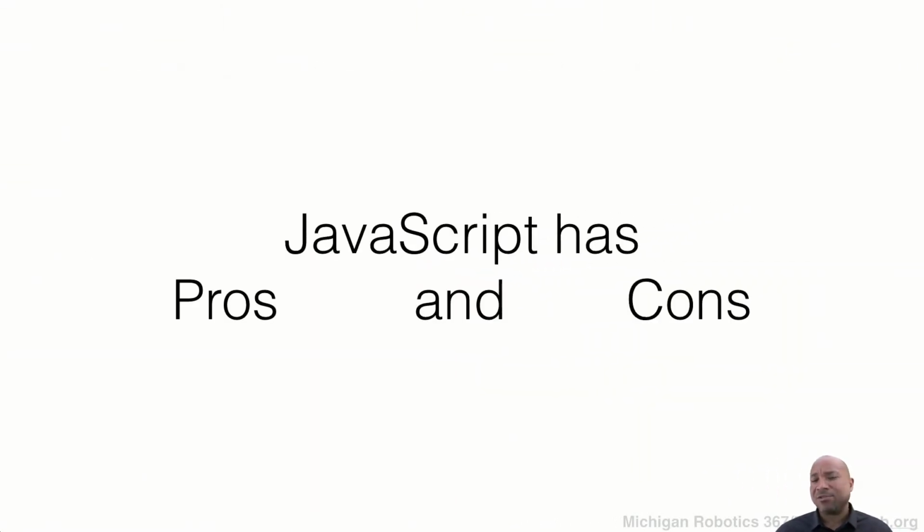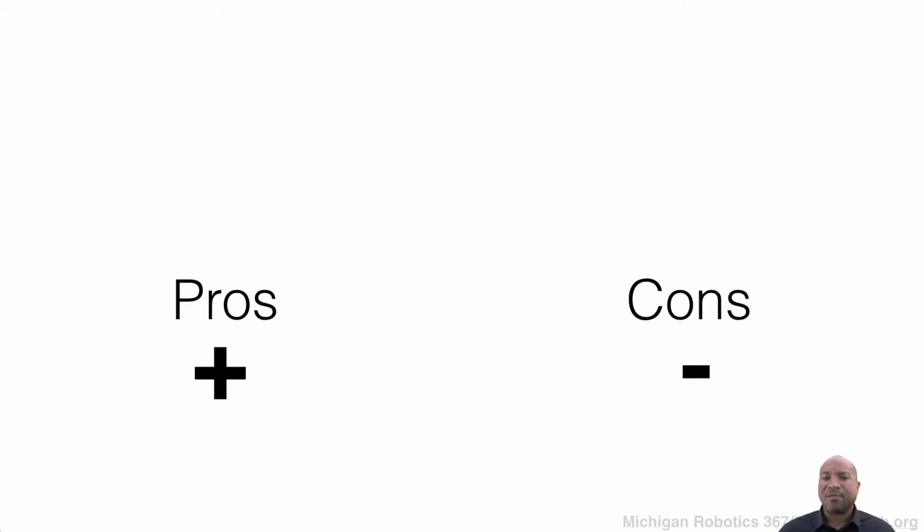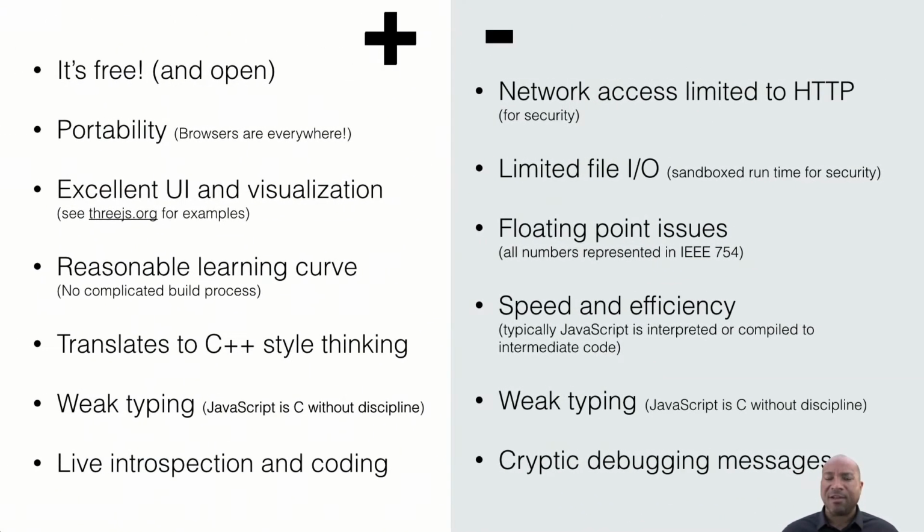Everybody can have their own opinions. But with JavaScript in this regard, there's no free lunch. JavaScript does have pros and cons. The thing that I love about it is that it's free and open. It's portable, works on everything, has great visualization, and has a reasonable learning curve. I don't think it's that bad. As I'll say, I think it translates well to C++ style thinking.